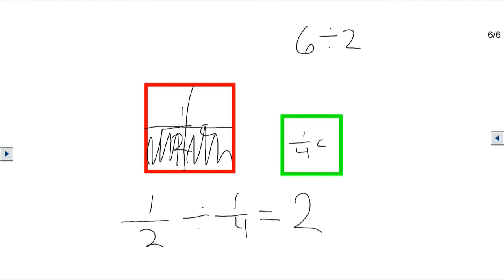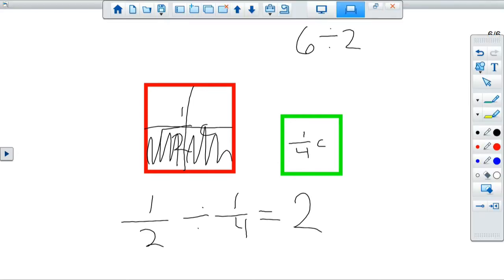So sometimes division is a little bit counterintuitive, but if you can think of it in terms of making groups of things, like it takes 2 groups of a fourth to make a half, it may make a little bit more sense.